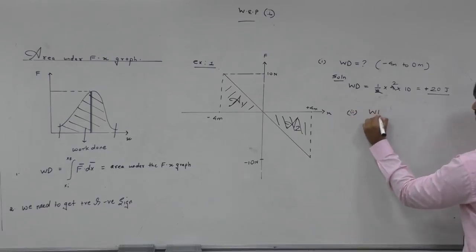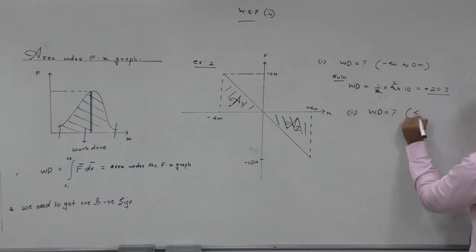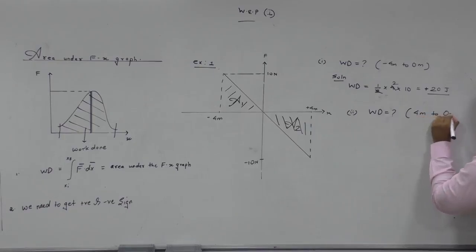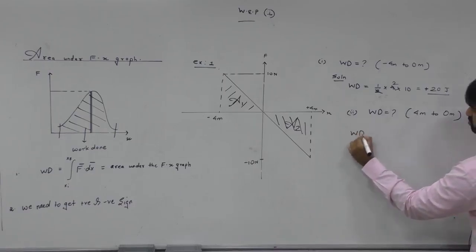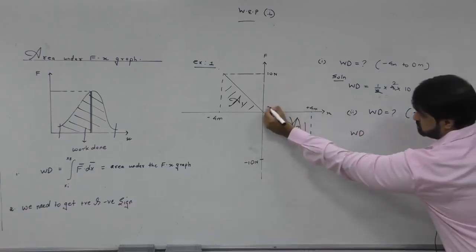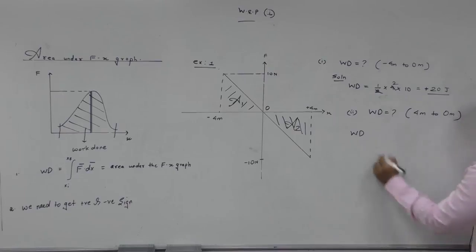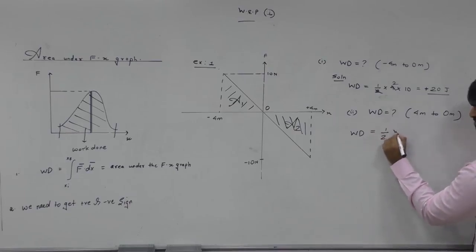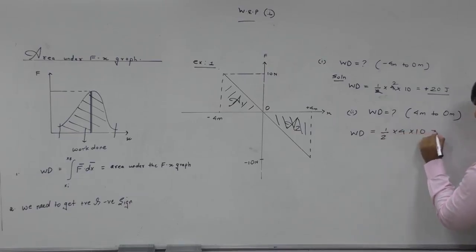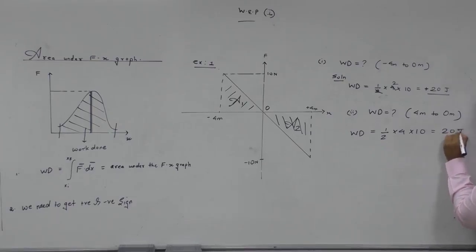Second case. If I tell you work done is how much from 4 meter to 0 meter? Okay, you will see how. 4 meter to 0 meter, this area will come, no? How much will be the work done? Half base height. How much is the base? 4. How much is the height? 10. How much is the answer? 20 joules. Can anyone tell me plus minus?